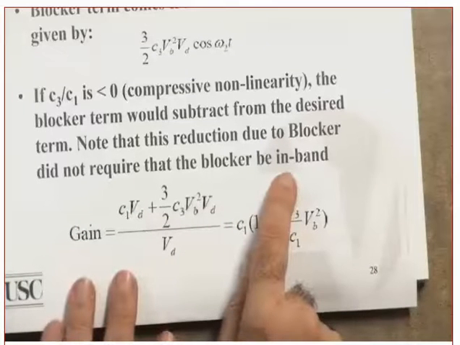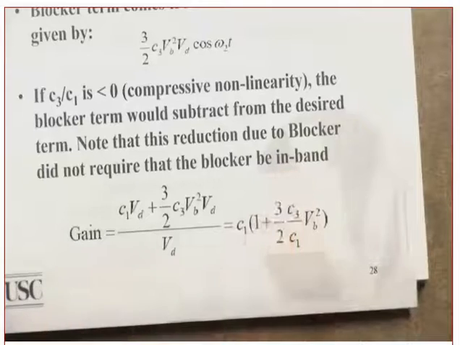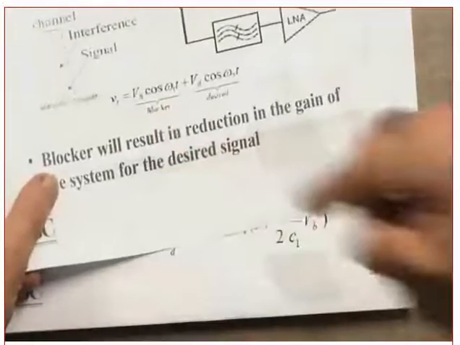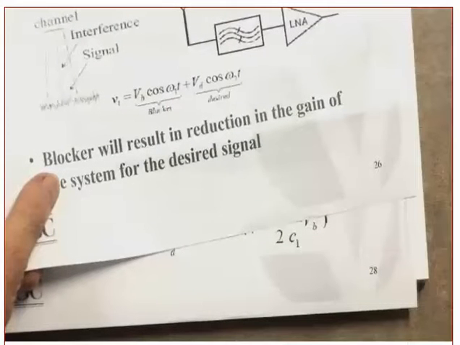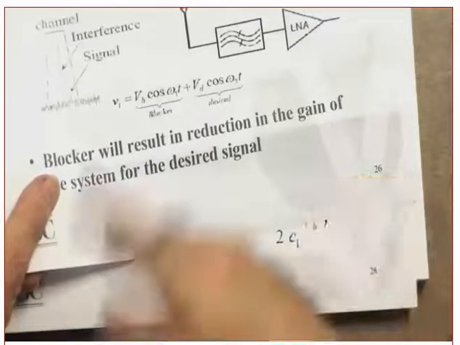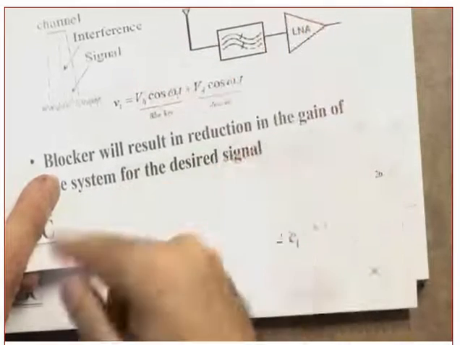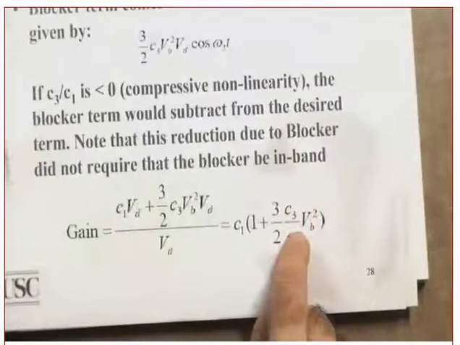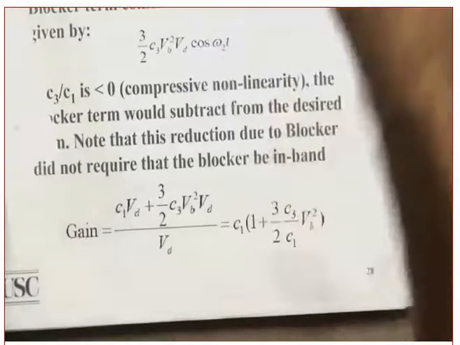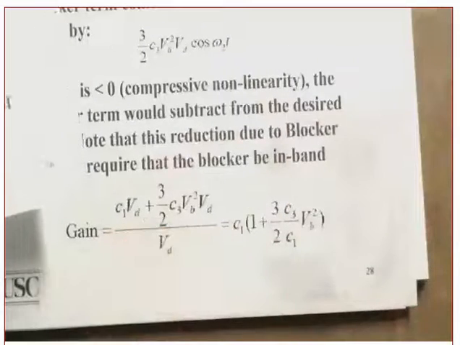Did you get this point here? What is this point saying? This omega 1, where is it? This omega 1 could be out of band. Are you following me or not? It could be out of band, but because of the nonlinearity, it resulted in an interference term, which is in band. Actually, not only in band, but at the same frequency. Yes.